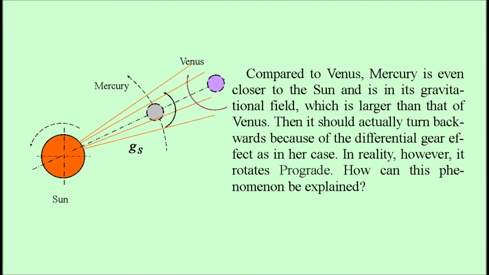Compared to Venus, Mercury is even closer to the Sun and is in its gravitational field, which is larger than that of Venus. Then it should actually turn backwards because of the differential gear effect, as in her case. In reality, however, it rotates prograde. How can this phenomenon be explained?